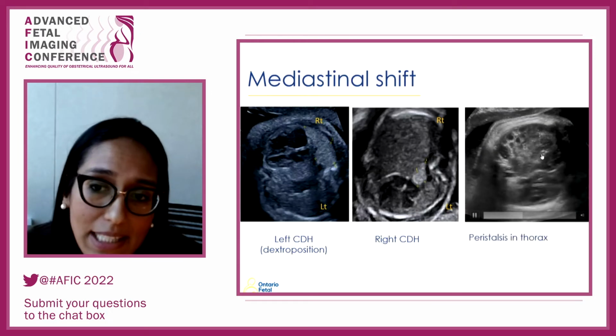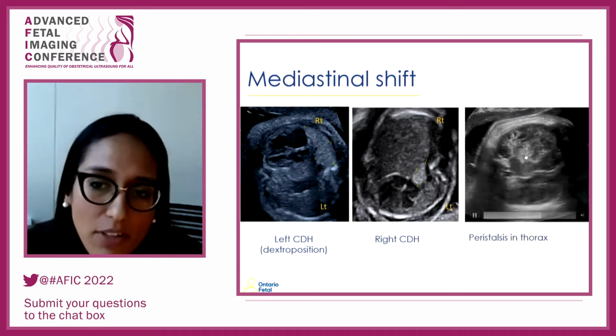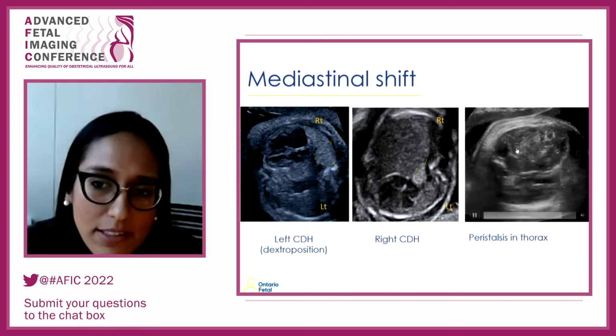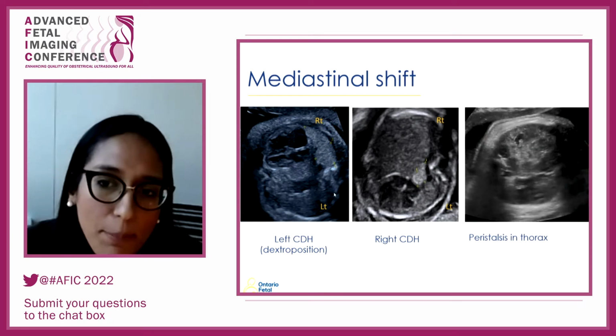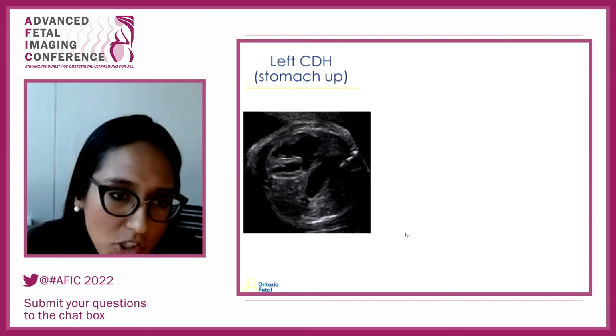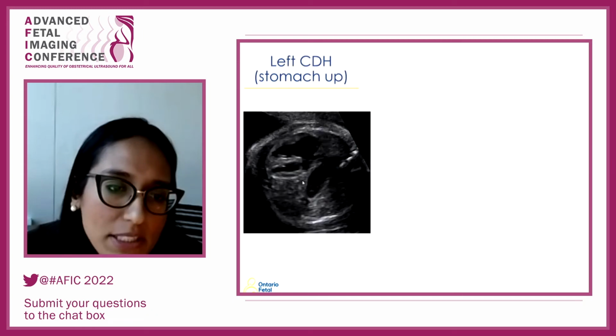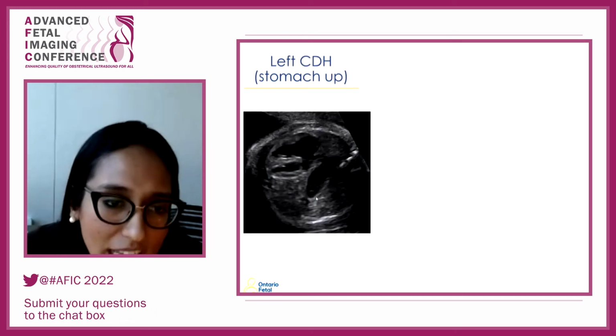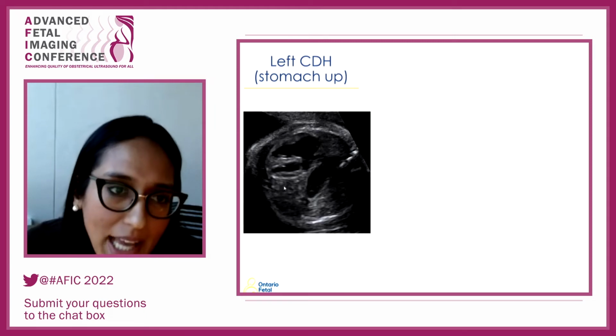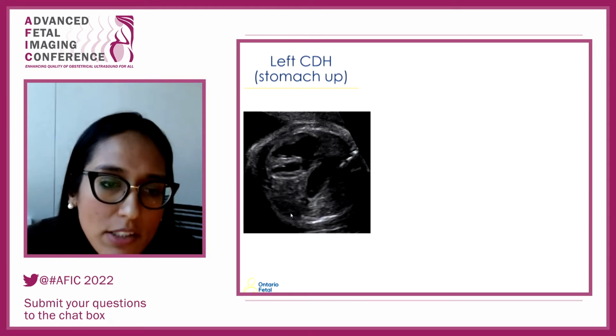Sometimes you'll see quite a bit of mixed echogenicity. Often, if you look hard enough, you'll actually see peristalsis of the bowel loops. Again, very typical of a diaphragmatic hernia with bowel herniation. The other big clue is the presence of a cystic structure in the chest, which of course represents the stomach, and that is often a very important cue to a diaphragmatic hernia.